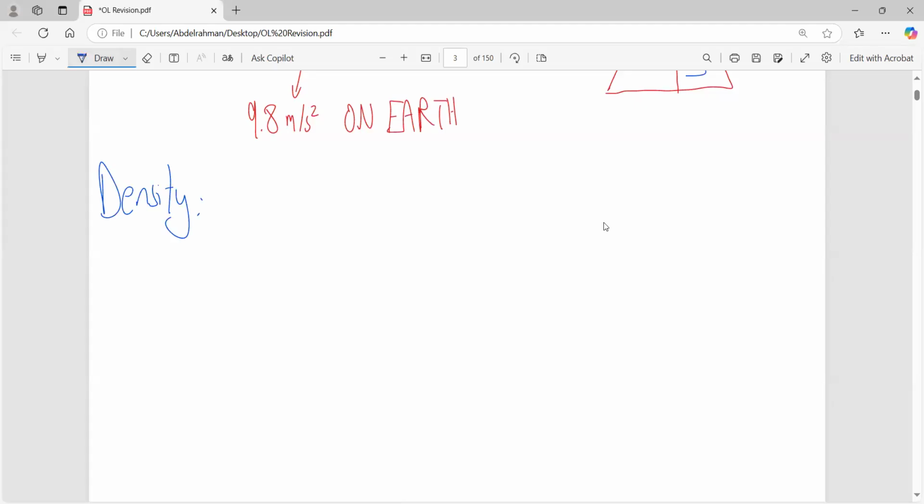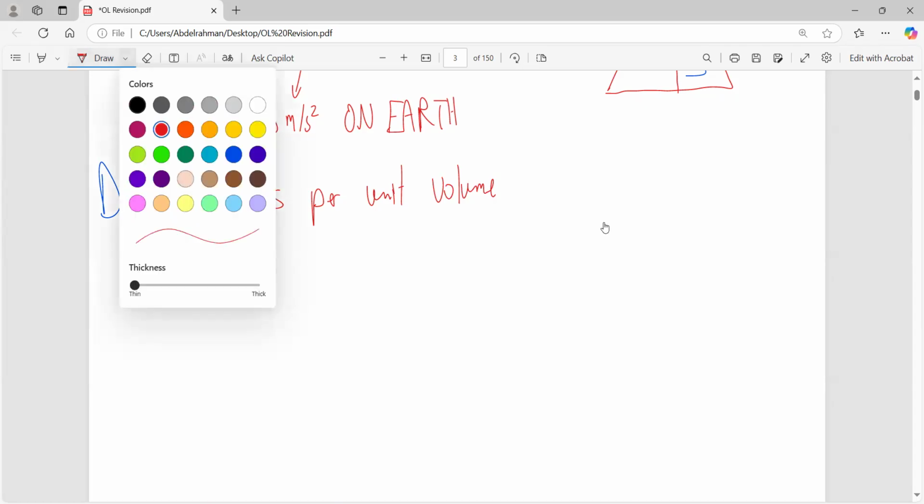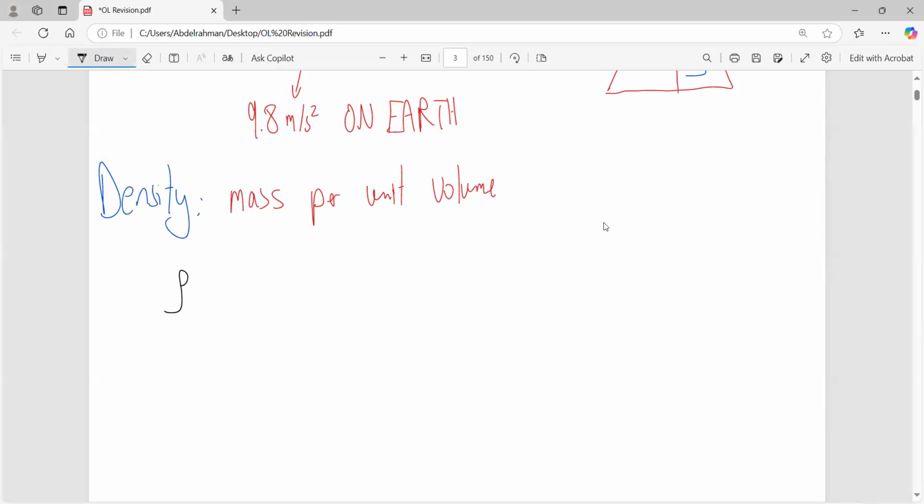Define density. Density is the mass per unit volume. What is the mass per unit volume? Basically we need to find density. It will say density rho. But Mr., what's rho? P, pressure? No, it's not pressure. Rho is density. It's just another symbol for the density. Density equals mass over volume.